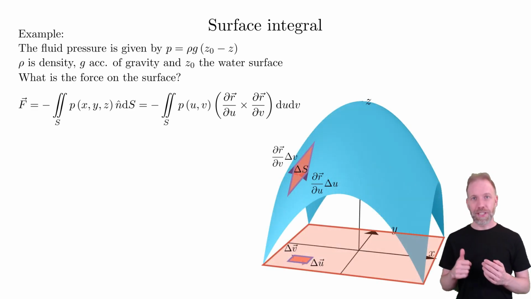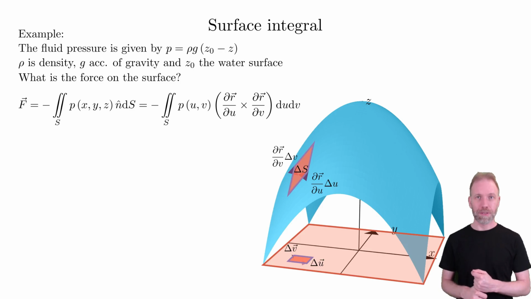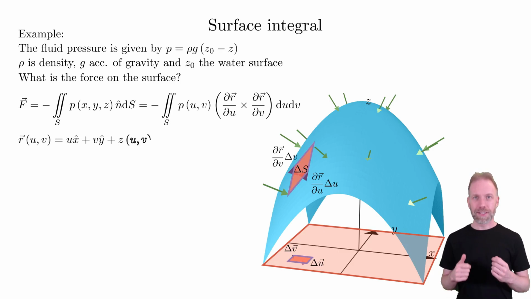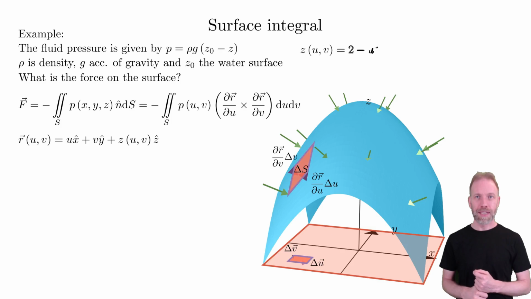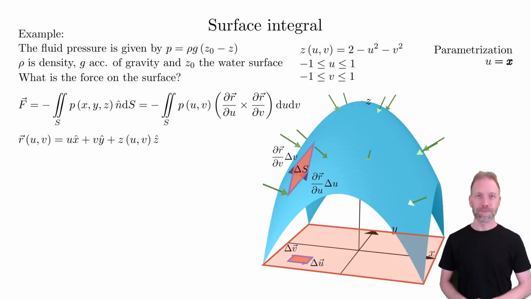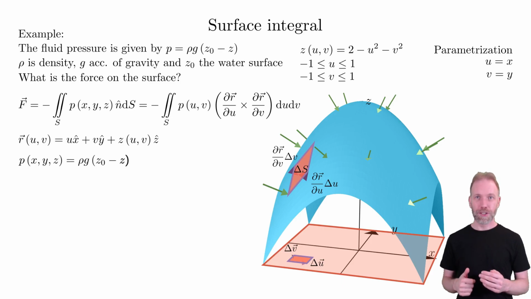Next, let us reuse our surface from the first example. The pressure is pushing against the surface, which is opposite to the normal vector. That is why we included the minus sign in the integral. We use the same position vector as before, and the same z function, and the same parametrization. The function for pressure is the one given in the example text.